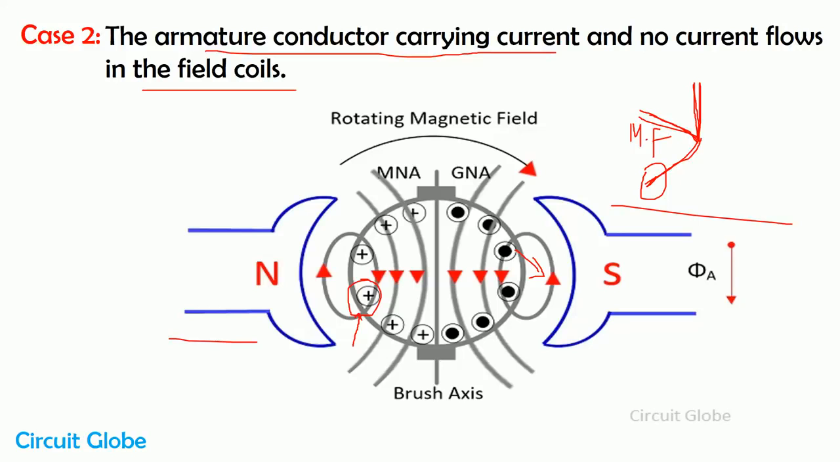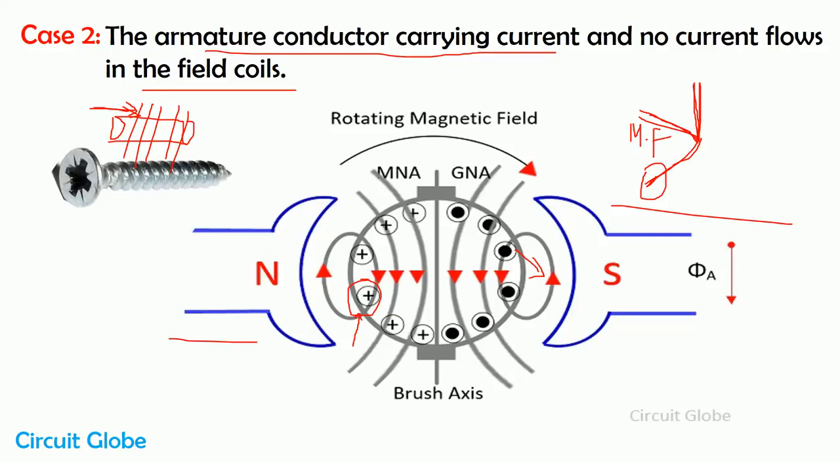Because of the current, flux is induced around the conductor. So the direction of flux is given by the Maxwell corkscrew rule. For the Maxwell corkscrew rule, consider this is a conductor. In that conductor, the current flows from left to right, and because of the current, a magnetic field is induced around the conductor.